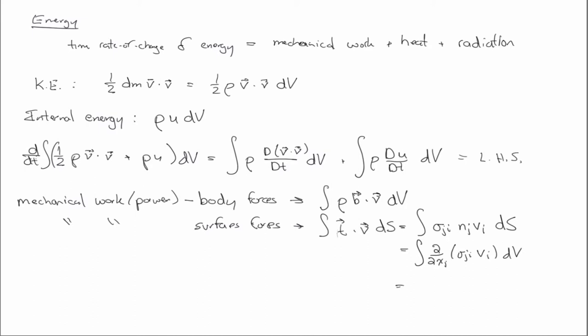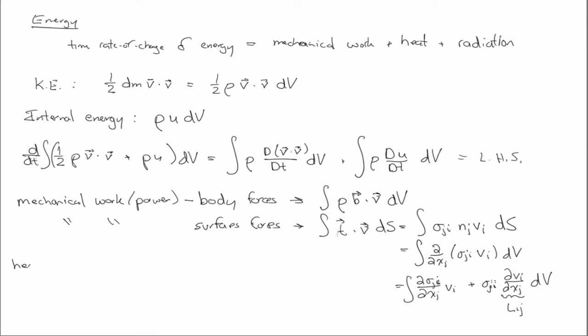I'm going to manipulate this a little further. If we use the product rule here, we'll have the partial of sigma_ji with respect to x_j times v_i, plus sigma_ji times the partial of v_i with respect to x_j, dV. If you remember, this is called the velocity gradient, L_ij. All right, so that's our mechanical work.